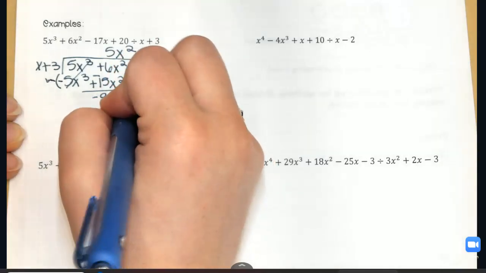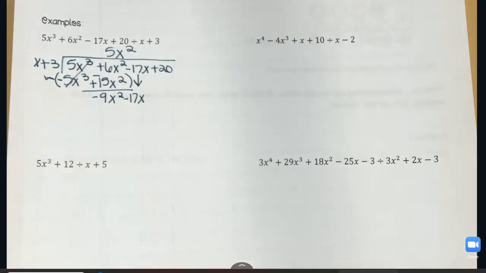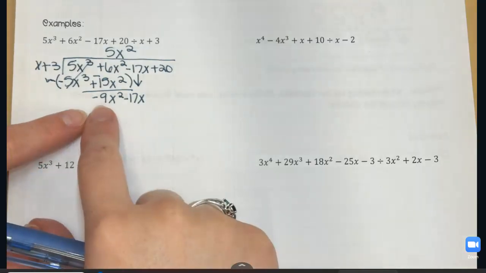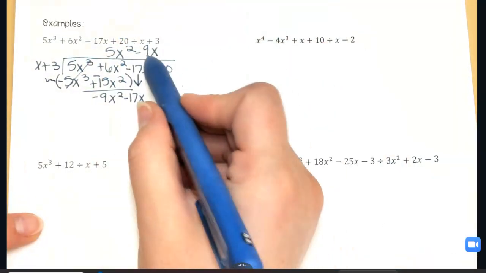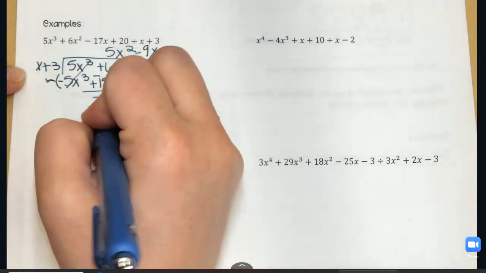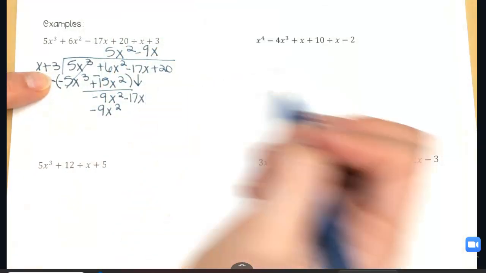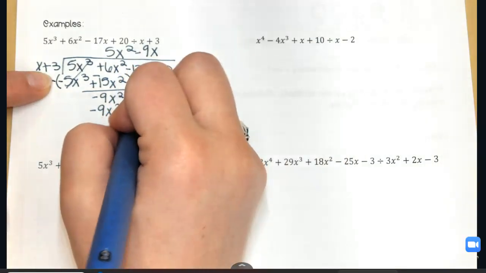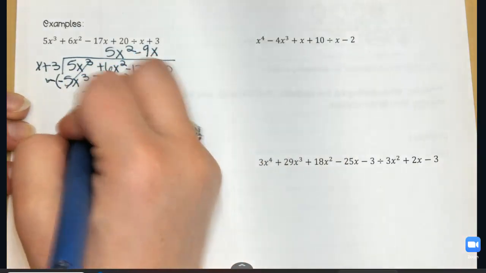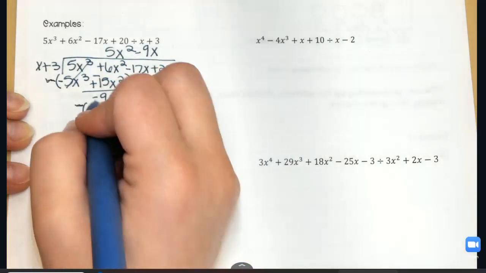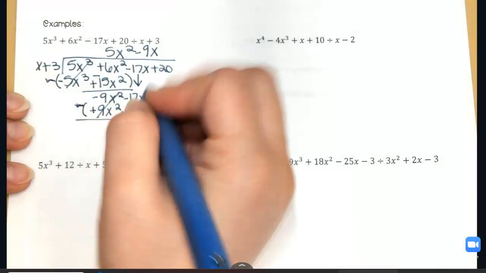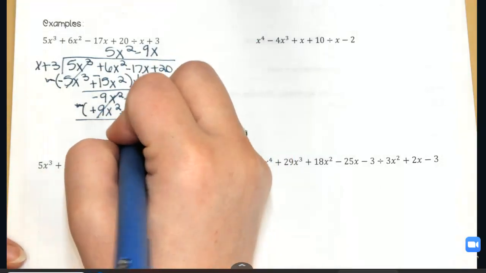I'm going to bring down my next term, which is negative 17x, and repeat the process over. Negative 9x squared divided by x is negative 9x. Now I'm going to multiply negative 9x by x, which gives me negative 9x squared, and by 3, which gives me negative 27x. I'm going to subtract, which means I'm distributing the negative, and these both become positive. So that's gone now. These cancel. Negative 17x plus 27x is 10x.